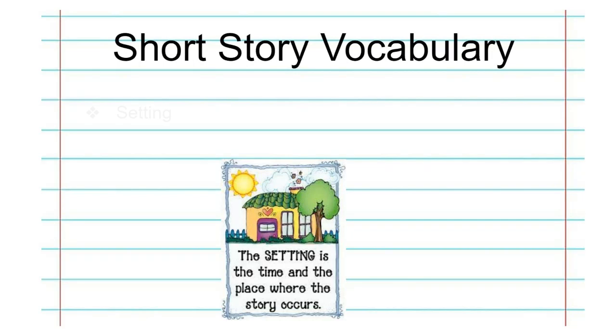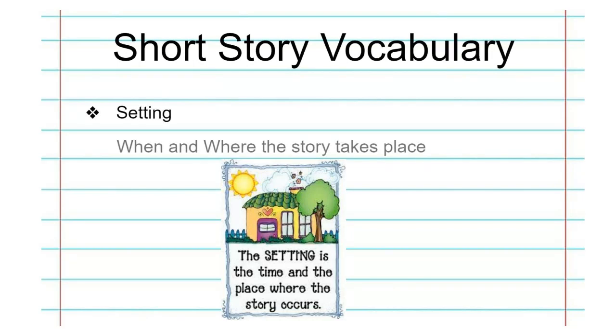And then the second to last story element we're going to talk about is setting. And that is just when and where the story takes place. So when you are done reading a book, you can also tell us when and where it took place. And that's because the author has given you a setting.